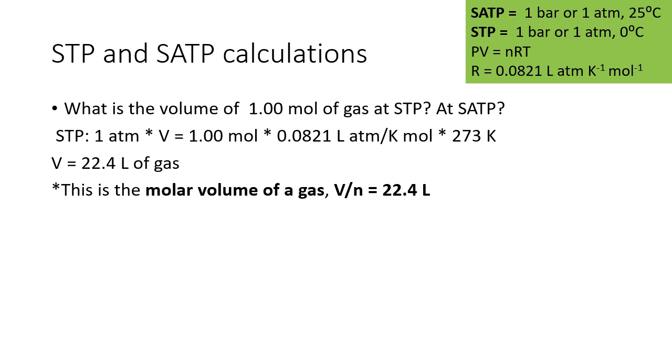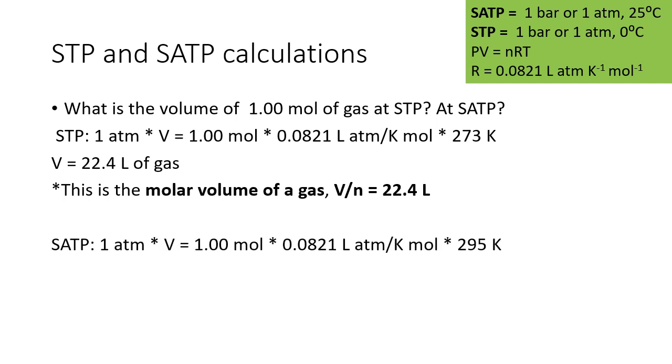All right, so let's try this equation again, but at standard ambient temperature and pressure. So we'll have 1 atmosphere. Again, we'll have 1 mole. The R is the same R, but now we use 295 Kelvin for our temperature. When we solve that equation, we get a volume of 24.2 liters of gas. And technically, this is the molar volume at standard ambient temperature and pressure. So we're going to move on from here, and we're going to try to use the ideal gas equation with some stoichiometry.